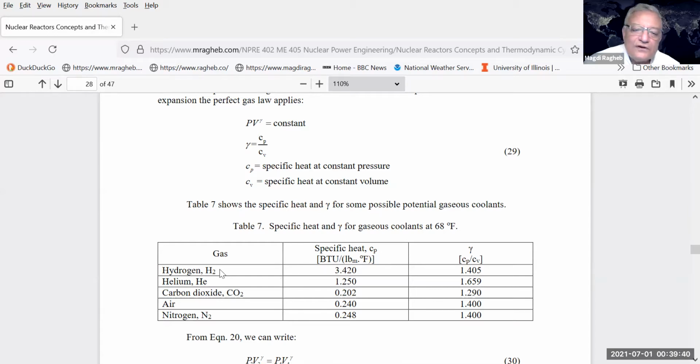Because it's hazardous, we can substitute helium for it. Helium has a lower specific heat, 1.25, compared with hydrogen, but it is not reactive. It's a noble gas, so chemically stable. Carbon dioxide, with a much lower specific heat, was also used. That's 0.2 BTU per pound per degree Fahrenheit. Now we know that we have a shortage of helium.